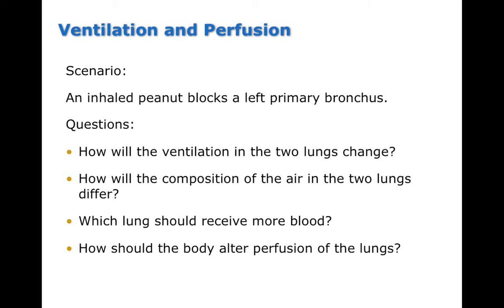So in this scenario, we said that an inhaled peanut blocks a left primary bronchus, right? So the left primary bronchus is pretty large, and so if this peanut blocks that, we're saying that you're going to limit airflow to the entire left lung, right? So how will ventilation of the two lungs change? Well, the left lung will actually get poor ventilation. The right lung will get normal ventilation. And how will the composition of air in the two lungs differ? Well, if the left lung is having poor ventilation, then we're saying that's going to be low in O2 because you're not replenishing O2 in there.